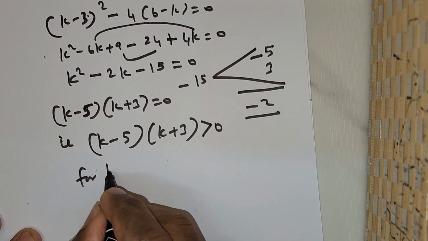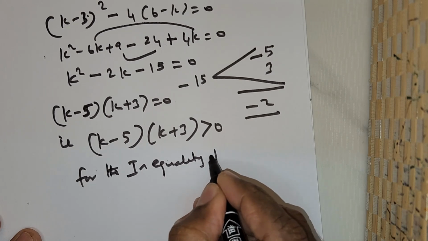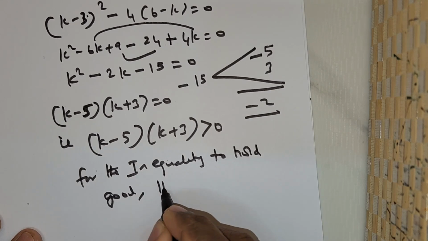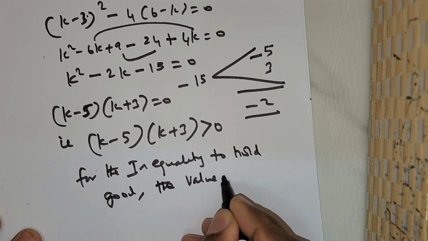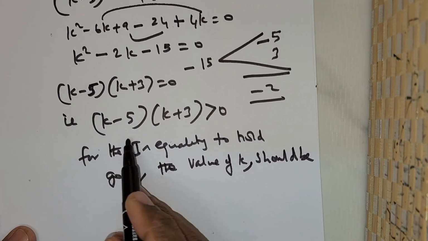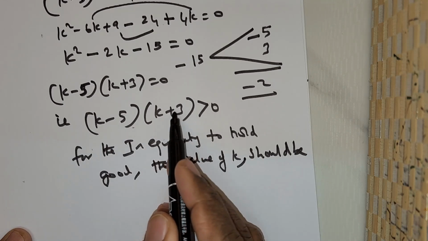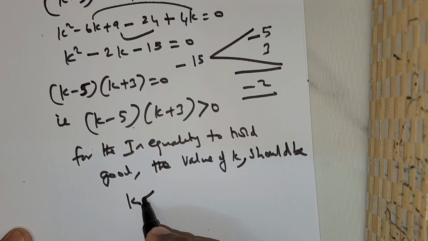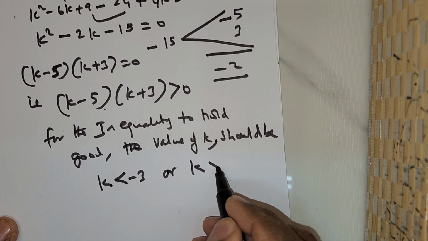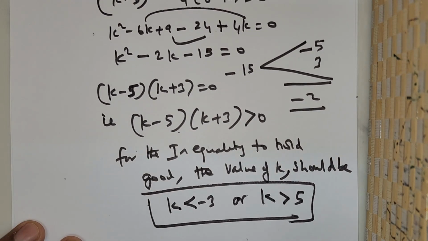So for the inequality to hold good, the value of k should be, see, you got (k - 5) times (k + 3). So in this case, k should be less than -3 or k should be greater than 5. So this is the solution for the question. Okay.